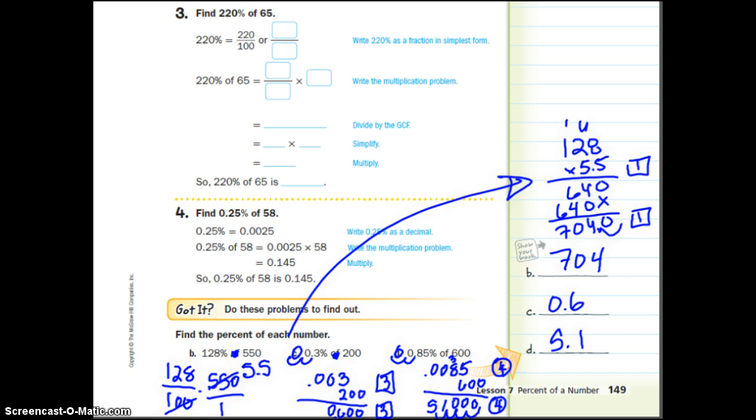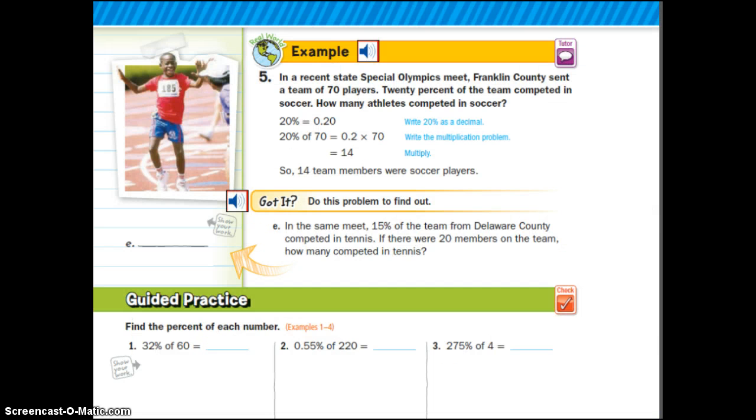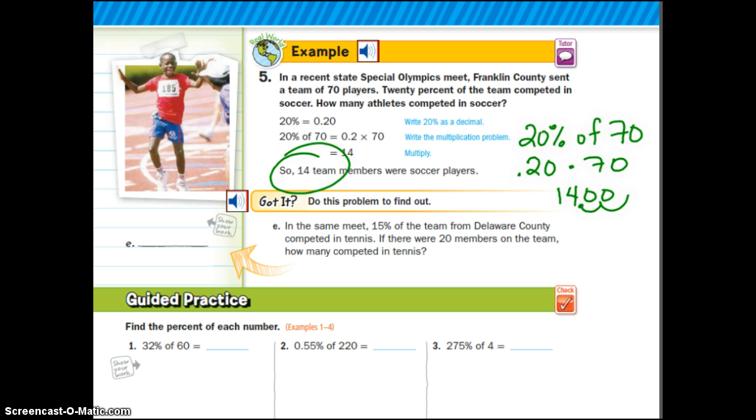Turn the page. Okay, the last problem. In a recent state Special Olympics meet, Franklin County sent a team of 70 players. 20% of the team completed the soccer. How many would that be? So we have 20% of 70. This is an easy problem. 0.20 times 70. 7 times 2 is 14. 2 zeros, 2 bunny hops, and we have 14 members. Excellent. Get it, gotta go.